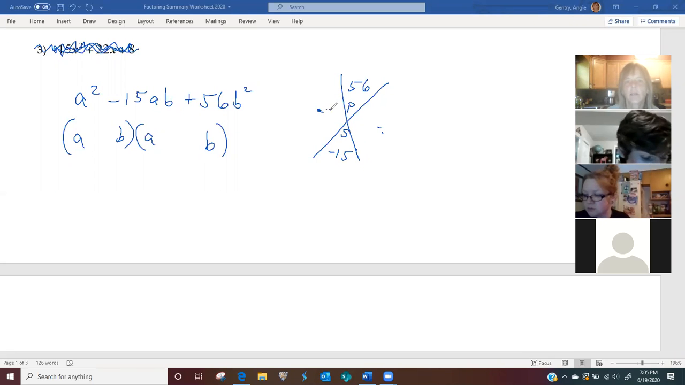So an 8 and a 7, do you guys agree that if you borrow $8, you borrow $7, you owe 15, and 8 times 7 is 56, and negative times negative is positive? So then you simply put that in there, and it doesn't matter which one you place where, and then you check it by FOIL, and it will work.